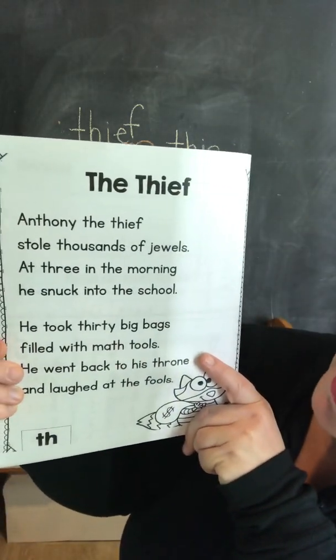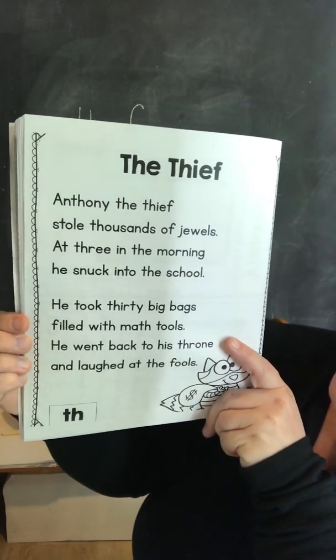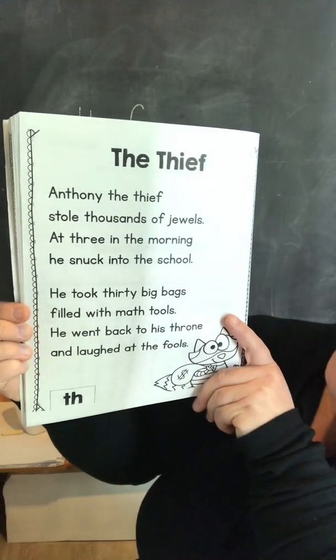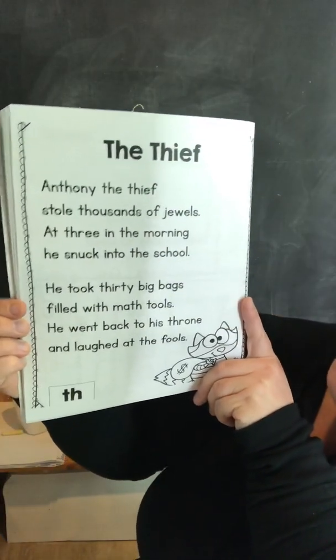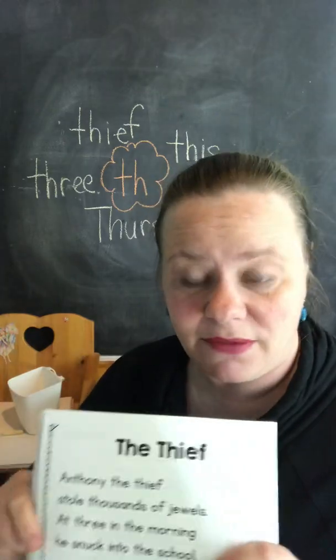Anthony the thief stole thousands of jewels. At 3 in the morning, he snuck into the school. He took 30 big bags filled with math tools. He went back to his throne and laughed at the fools. So there were quite a few of them in there.